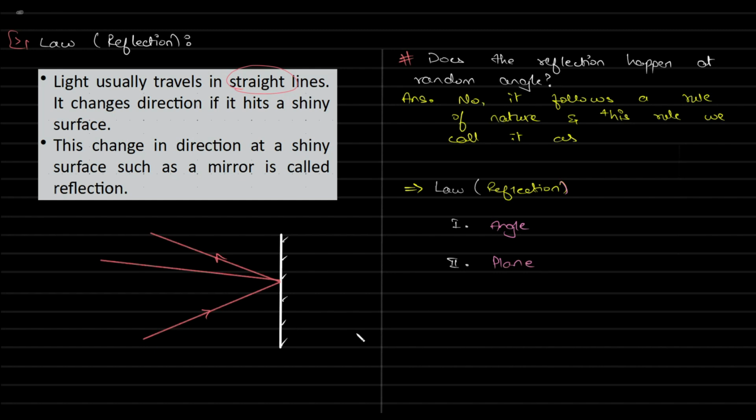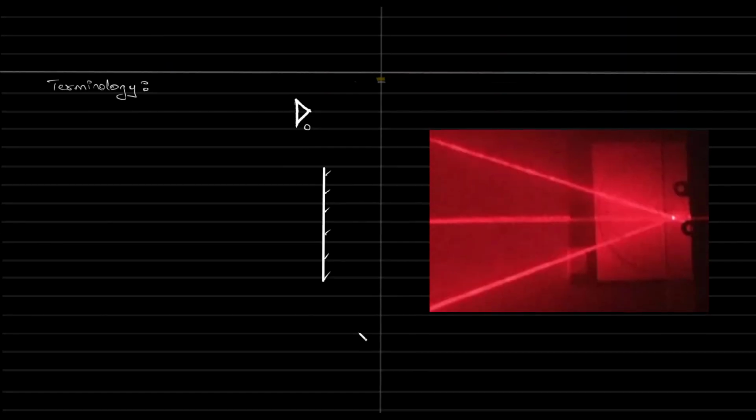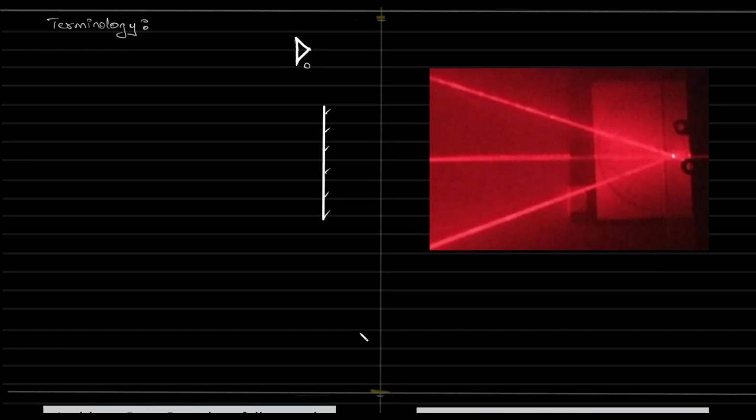Okay. So now, before we start with the law itself, we need to understand a few terminologies. So let's actually look at a reflection happening and then we can continue.